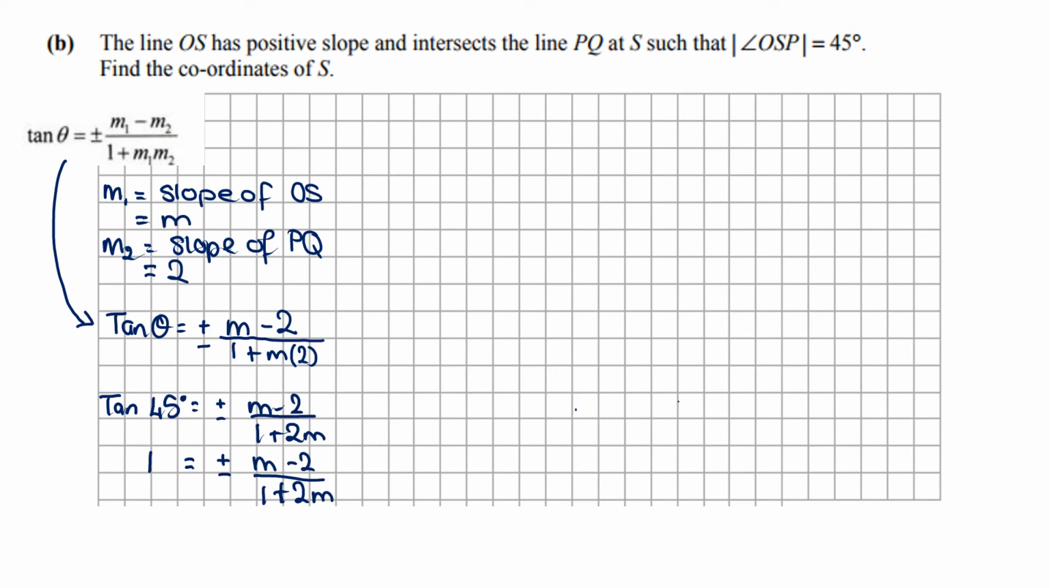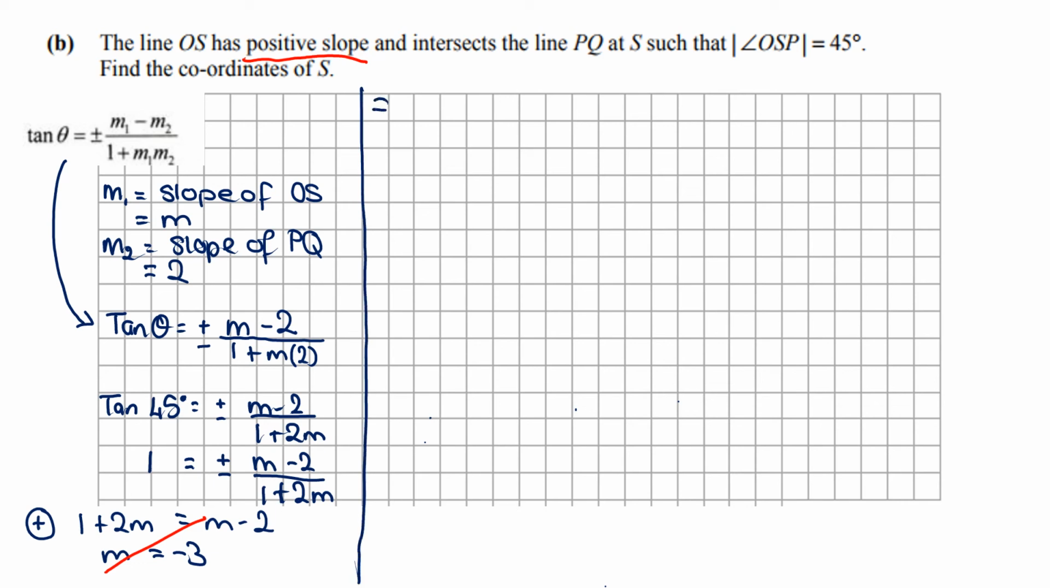Now, there's a plus and minus here, so we have two options. We could take the positive. If we take the positive option, what we end up with is 1 plus 2m is equal to m minus 2. Working through that, we get m is equal to minus 3. Now, that is not correct because we have been told that it has a positive slope. So the working with that positive sign in that formula is not going to work.